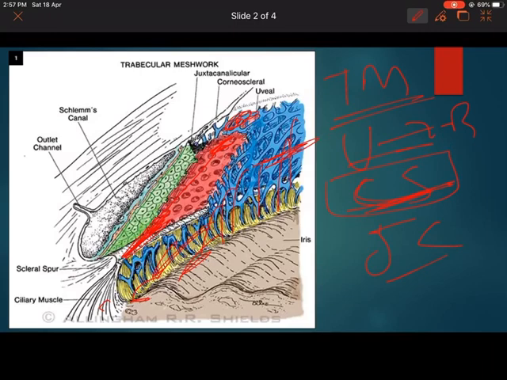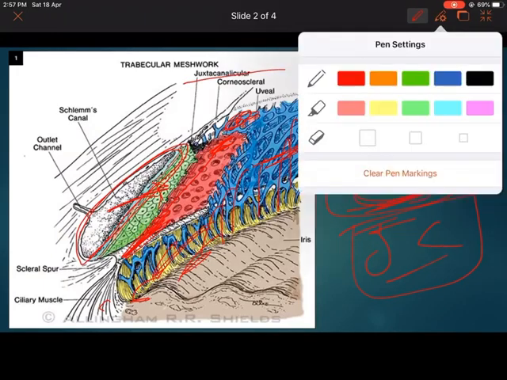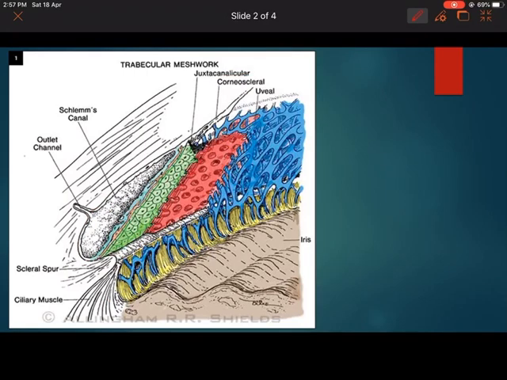So it is called the uveal part. Then you have the juxtacanalicular part, which is next to Schlemm's canal. This is Schlemm's canal, and juxta to that, or near to that, is called the juxtacanalicular part. Understood? So you have basically trabecular meshwork arising from the uvea, called uveal, then from the cornea to the sclera, corneoscleral, then you have juxtacanalicular.